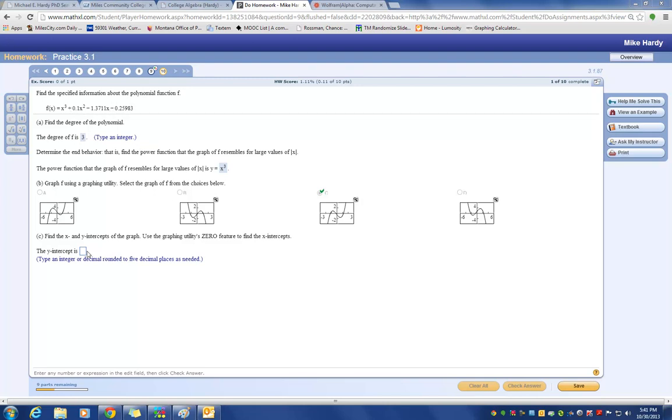So we have negative 0.25983, and that's the y-intercept. Good job, it says. Now we get to the x-intercepts.